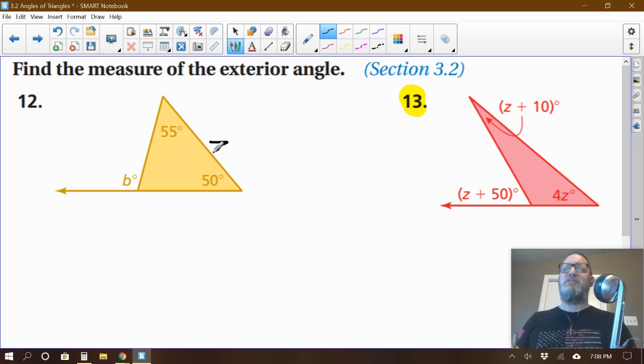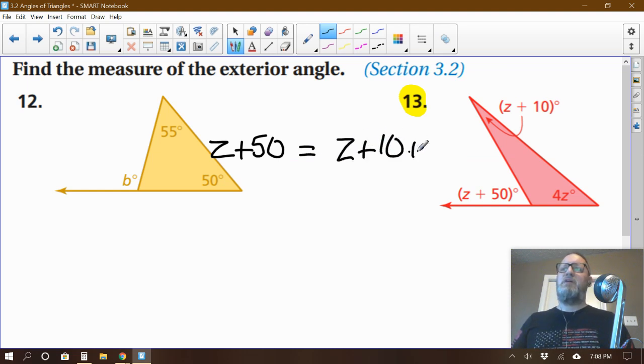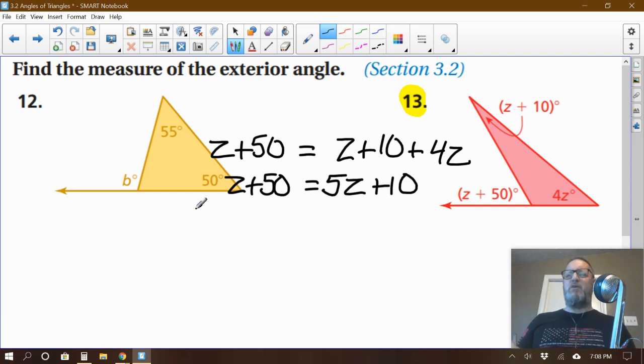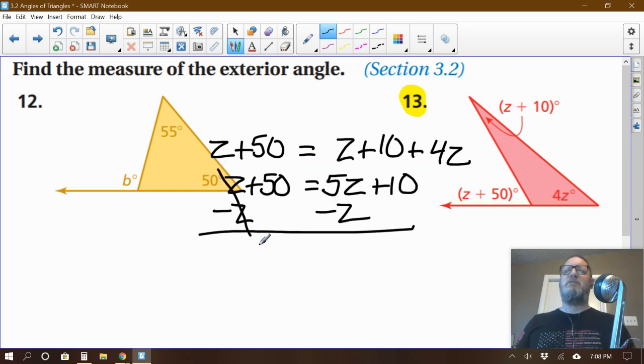So it looks like our z plus 50 must equal z plus 10 plus 4z. Okay, let's start simplifying. I'm going to leave this side alone, z plus 50. But over here, I've got 1z plus 4 more z's, so that's 5z plus 10. Which way should I move my z's to solve this? I think I'm going to subtract z from both sides. Those cancel out. So now I have 50 equals 4z plus 10.